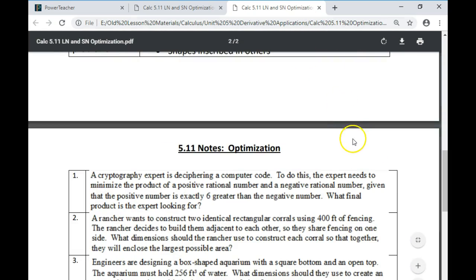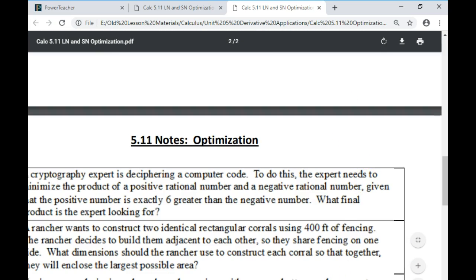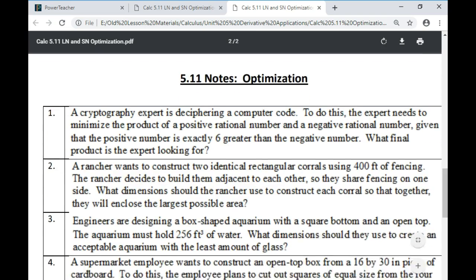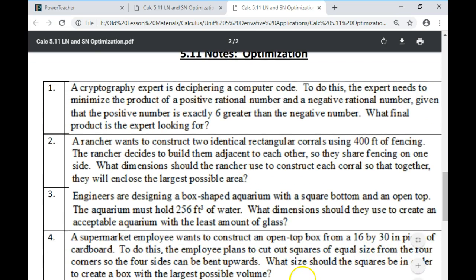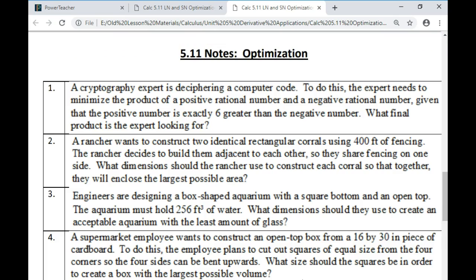So what we'll do is we'll start off with an easy one. I printed these out for you, so if you look at the back of your notes, they're already printed. We're going to do number 1 first. So let's read it. A cryptography expert is deciphering a computer code. To do this, the expert needs to minimize the product of a positive rational number and a negative rational number. Given that the positive number is exactly 6 greater than the negative number, what final product is the expert looking for?